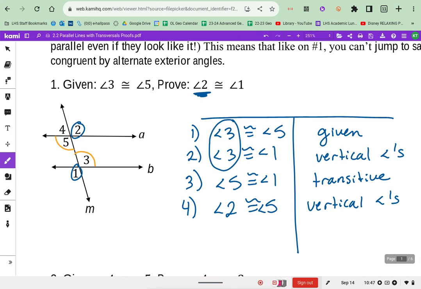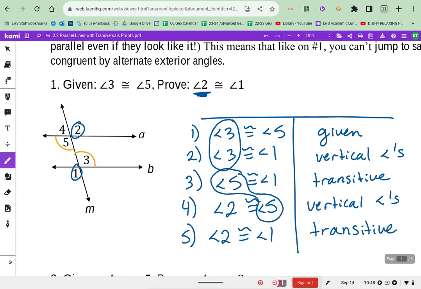And I'm noticing again, look, there's angle 5 in both equations. So let's do a transitive step and combine those equations. So in step 5, let's say angle 2 is congruent to angle 1 by the transitive property. And there you have it. That's what we're trying to prove. So we're done.